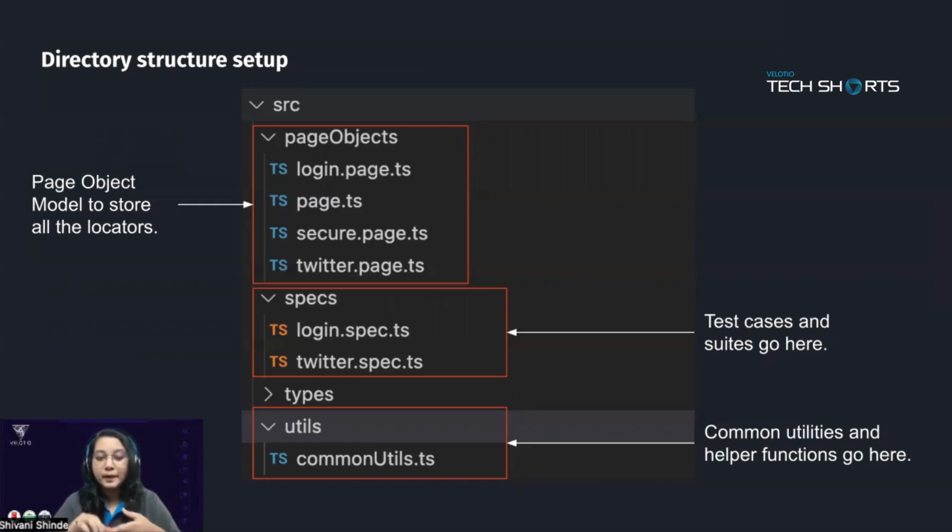Then you have the specs folder where all your test cases and test suites will go. So here one spec can be a test suite for one functionality. For example, if you have login functionality on your website, you can have all your test cases about login functionality in this particular spec file. Then you have the utils folder where you have the common utilities or the helper functions which will help you in your tests.